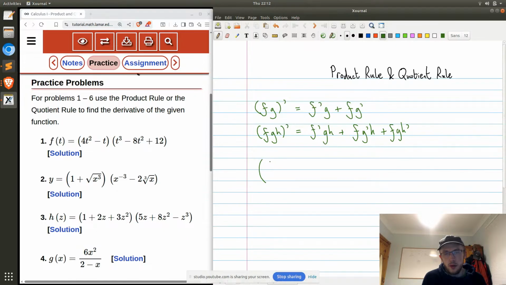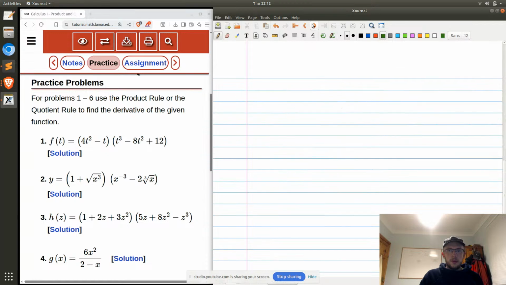That's the product rule. And here's the derivative of the quotient. F prime g take fg prime, all over g squared. Okay, let's apply them.